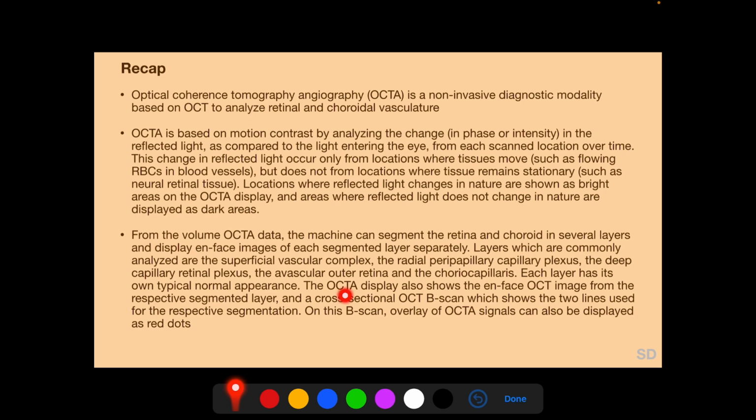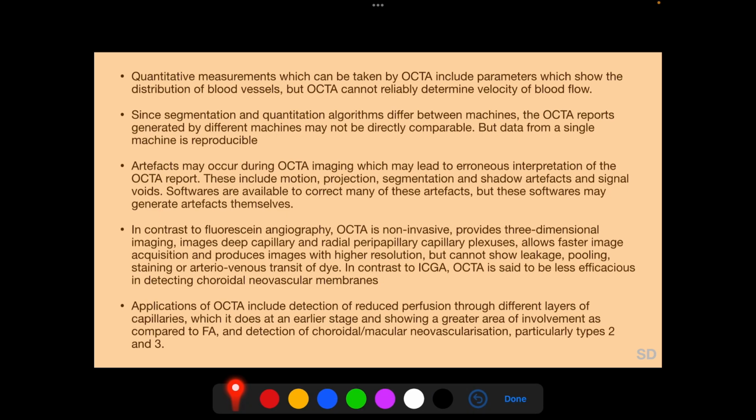The OCTA display also shows the en face OCT image from the respective segmented layer and a cross-sectional OCT B-scan which shows the two lines used for the respective segmentation. And on this OCT B-scan, overlay of OCTA signals can also be displayed as red dots. Quantitative measurements which can be taken by OCTA include parameters which show the distribution of blood vessels, but OCTA cannot reliably determine velocity of blood flow. Since segmentation and quantitation algorithms differ between machines, the OCTA reports generated by different machines may not be directly comparable.